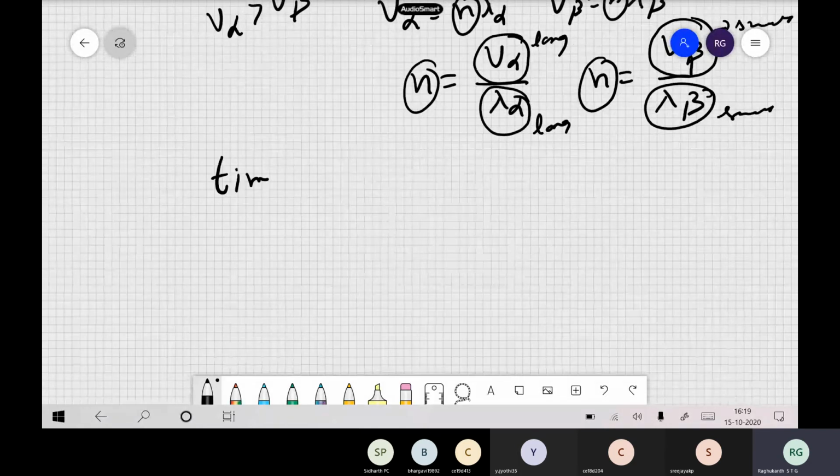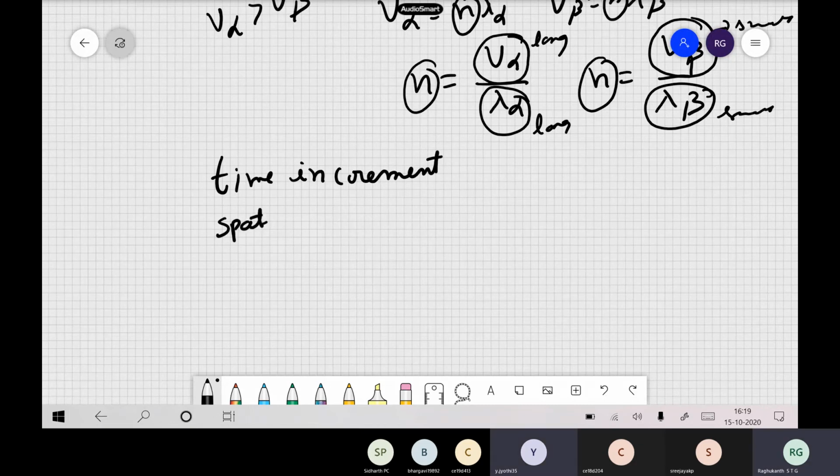So time is dictated by, see, the time increment, and we have the spatial increment. The time increment is dictated by which wave? P wave, or if you want a simulation, the fastest velocity. You can just write this one. You followed it, the fastest traveling wave.